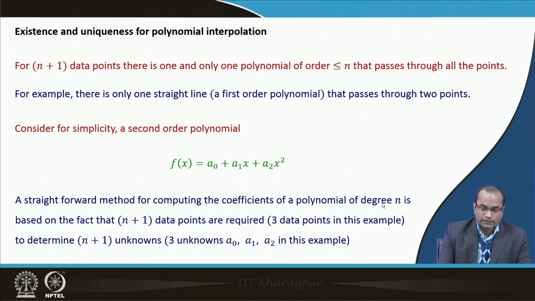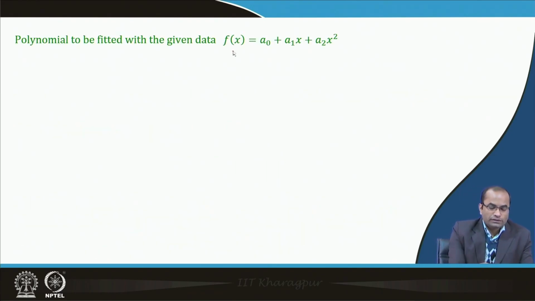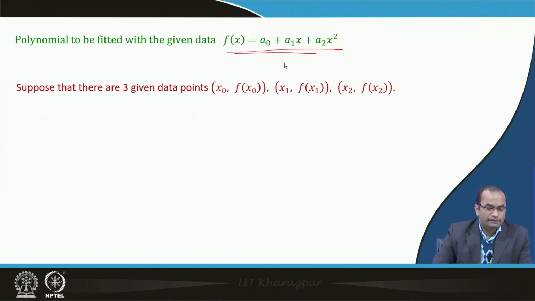So, for this uniqueness we need n plus 1 data points, and 3 data points in this example, to determine n plus 1 unknowns; in this example we have 3 unknowns. Now this is the polynomial to be fitted with the given data, and suppose there are 3 data points: x naught, f(x naught), x 1, f(x 1) and x 2, f(x 2).